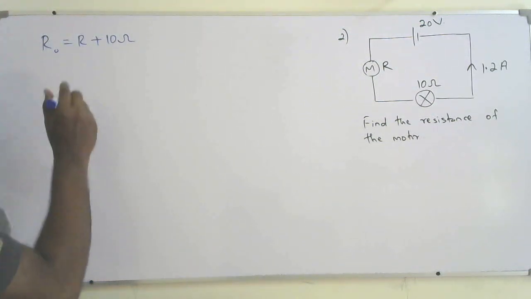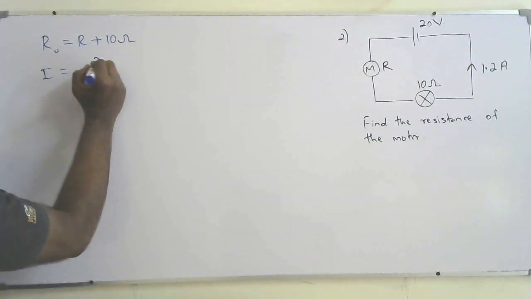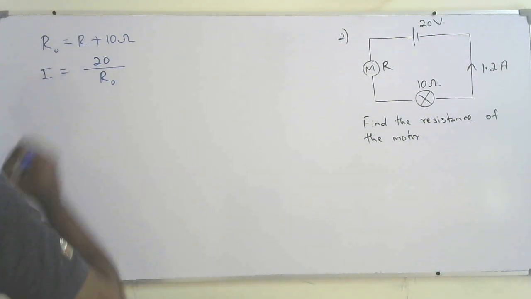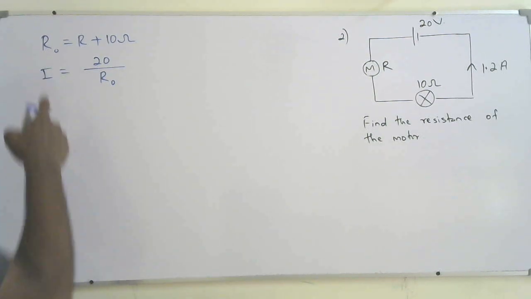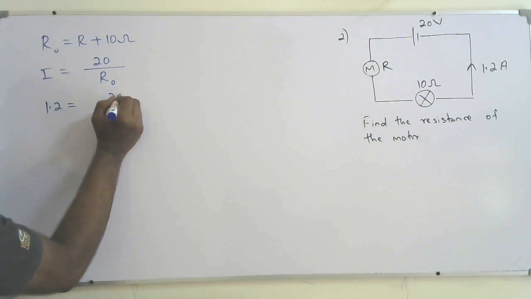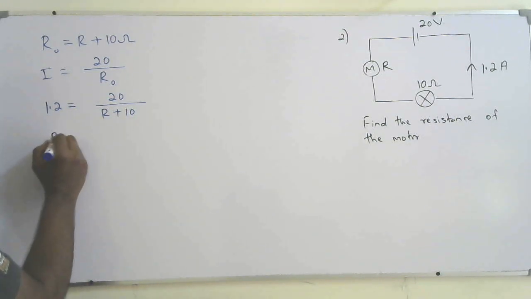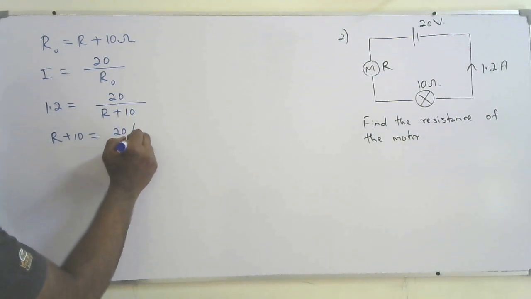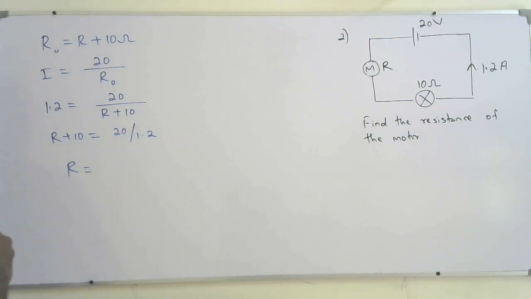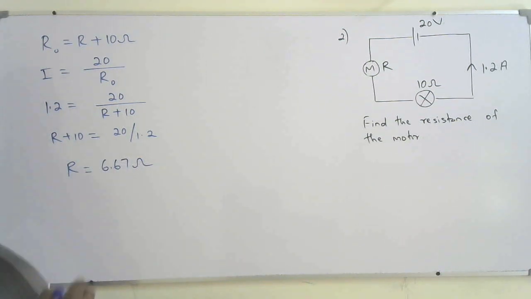Right. So I know that the current flow I is equal to the total voltage 20 over the total resistance R0. Or I can say V equal IR for the equivalent resistance. So the current flow is given 1.2. The voltage is 20 over R0, I can say R plus 10. Solve it, you will get the answer. R plus 10 is equal to 20 over 1.2. Find the R. That is the resistance of the motor. This is the first method. There's one more method I can do, but this is the first method. So that will be 6.67 ohms.